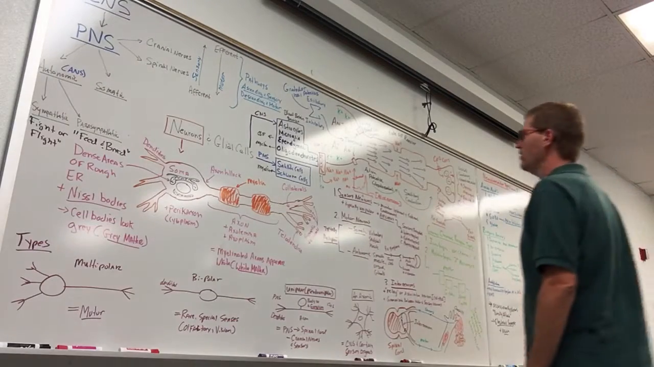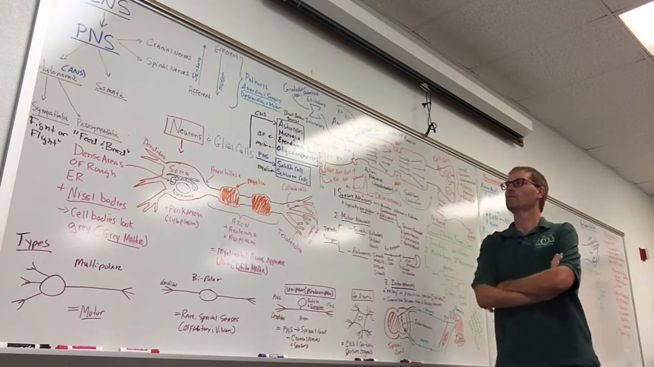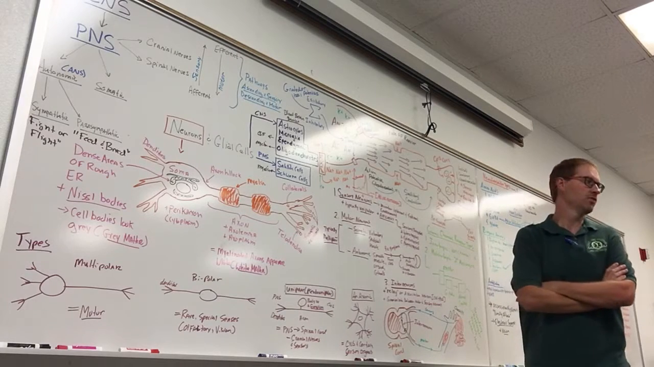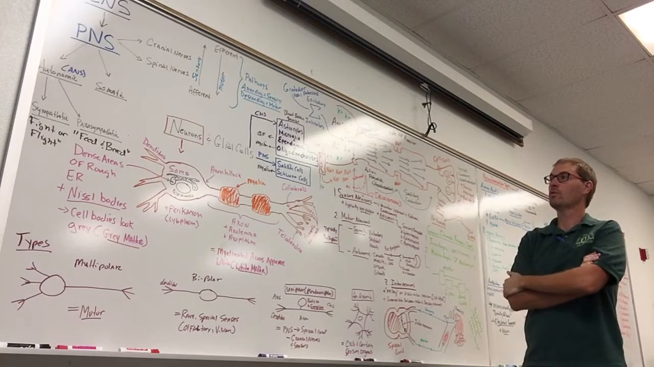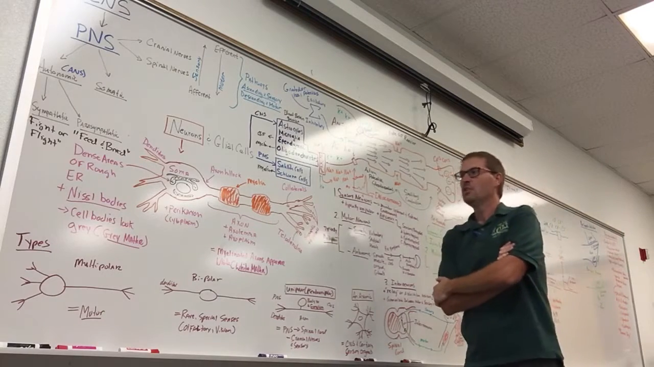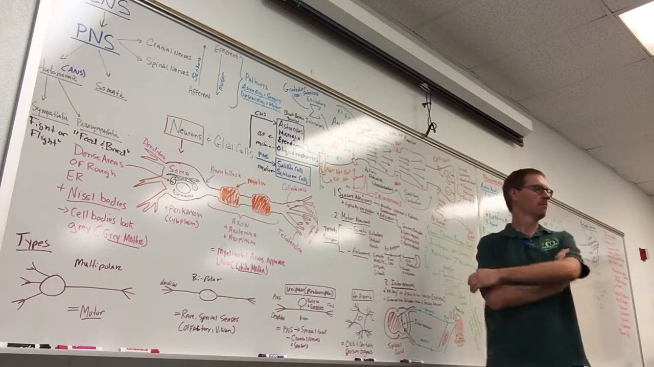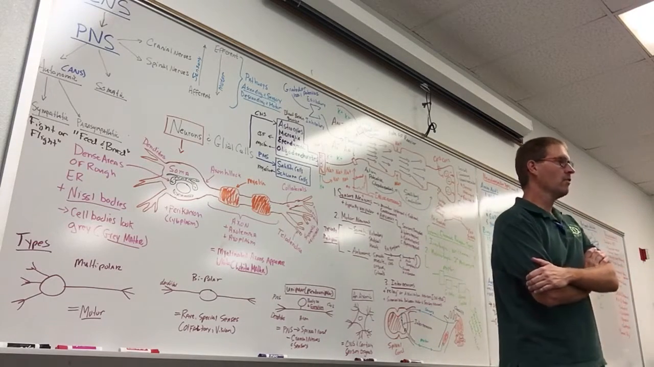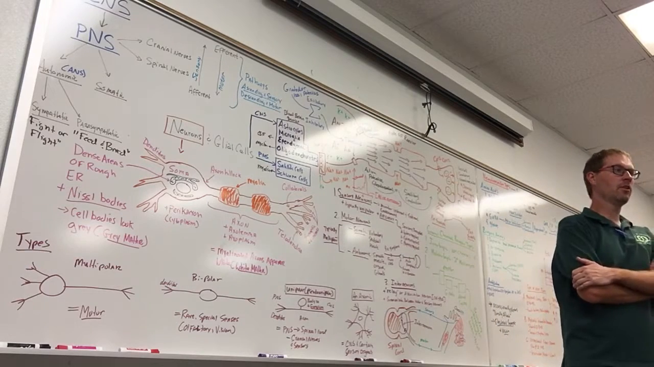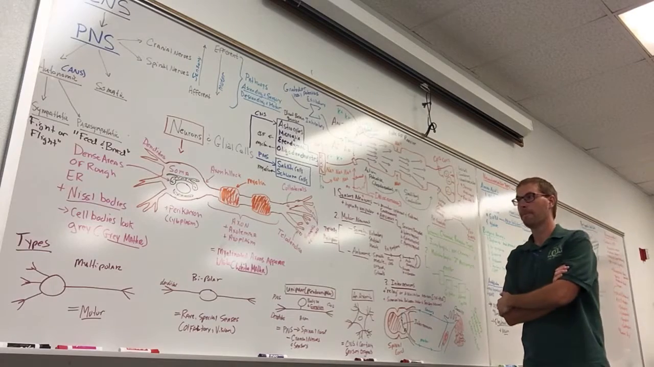So now what I want to do is go back and review how this whole action potential business works. We talked about this in the lab. We said that neurons are an all or nothing kind of deal, right? A neuron will either fire or it won't fire. There's no half measure here when it comes to a neuron.